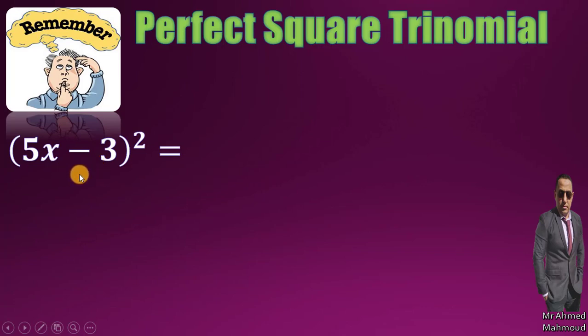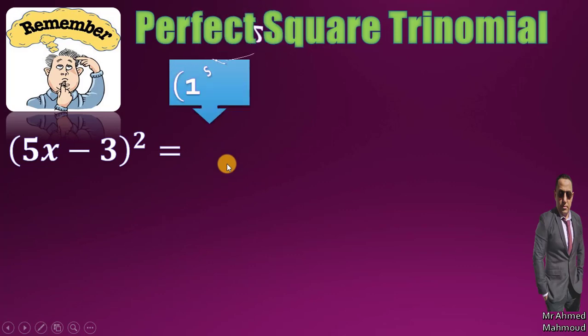To expand this one, we are first going to expand the first term to the power of 2. 5x all to the power of 2. Like this, write 5x between brackets, 5x all to the power of 2. Here, distribute the power of 2 to both of them. 5 to the power of 2 equals 25, and x to the power of 2 like this. So it will be 25x to the power of 2.